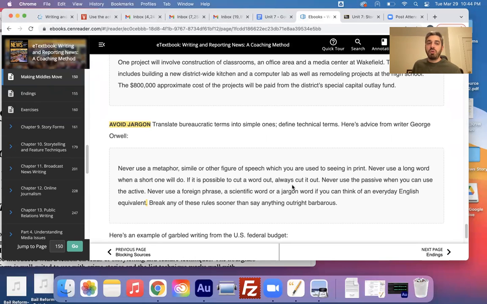Here's advice from writer George Orwell. Never use a metaphor, simile, or other figure of speech which you are used to seeing in print. Never use a long word when a short one will do. If it is possible to cut a word out, always cut it out. Never use the passive when you can use the active. Never use a foreign phrase, a scientific word, or a jargon word if you can think of an everyday English equivalent. Because remember, we want our writing to be very conversational, something that anyone can read and understand. So keep it simple.